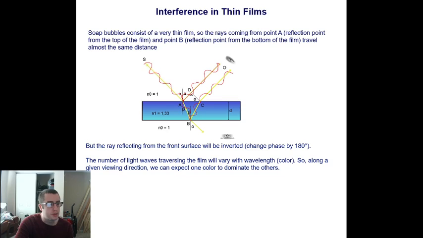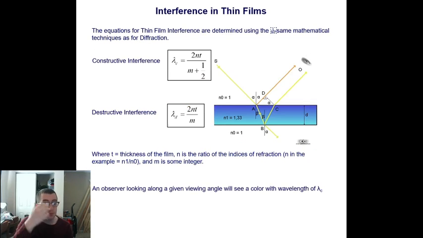And so where that becomes important is when we start doing the math with these. So we have two equations, one for constructive and one for destructive. And it's basically the same equation. It's just whether or how we take into account that inversion of the light.